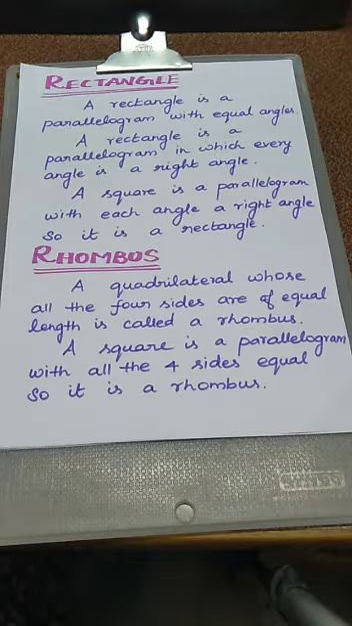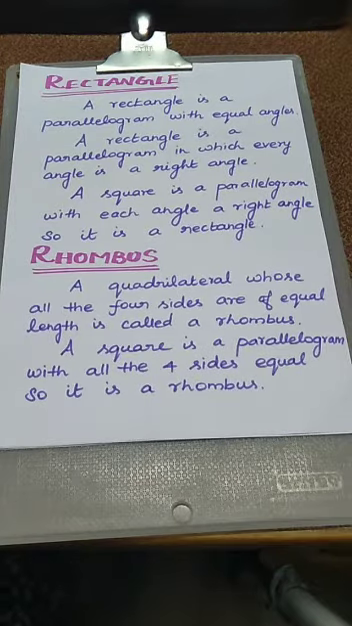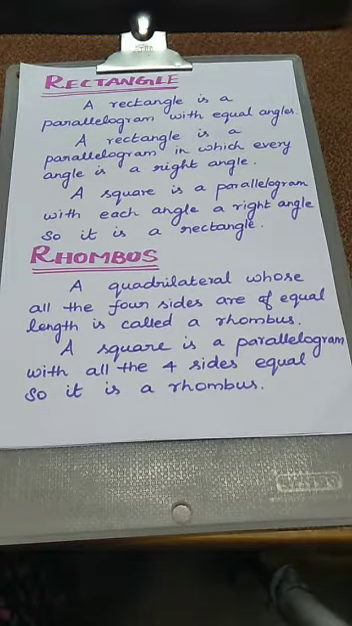Here we are discussing parallelogram, square and rectangle. Actually we have to say a square is a parallelogram with each angle a right angle. Every angle is a right angle means that is a square and rectangle. Okay. Next one, rhombus. Actually what are the main properties of a rhombus? All the sides are equal. The diagonals bisect each other. The diagonals are not equal in length.